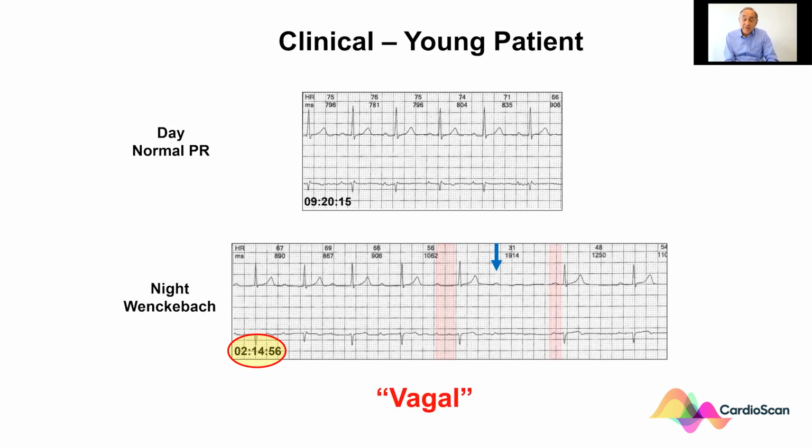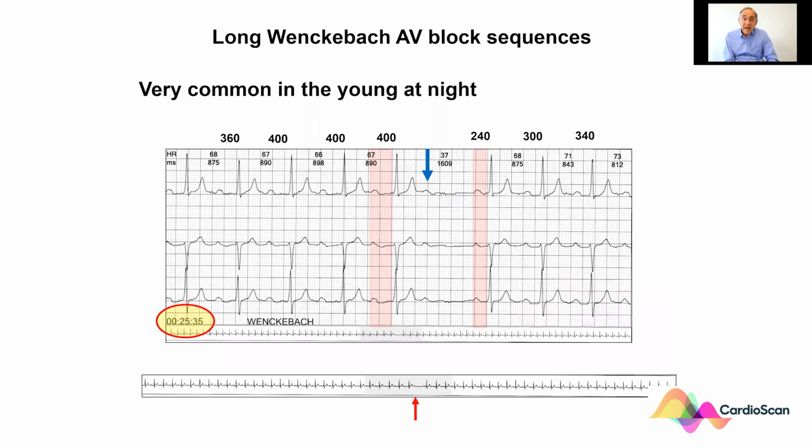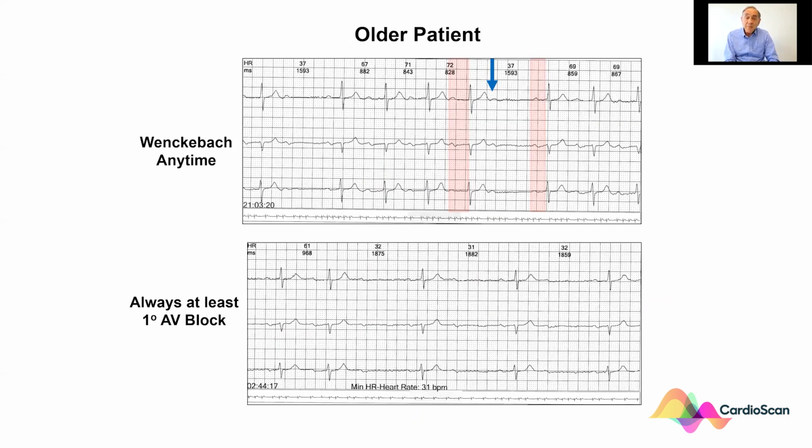This is a vagal phenomenon. Long Wenckebach AV sequences occur very commonly at night, and in this situation, there was only 1 drop beat in a full 24 hours, and this is not unusual. The older patient, however, has Wenckebach at any time of the day or night, and generally always has first degree AV block as well.